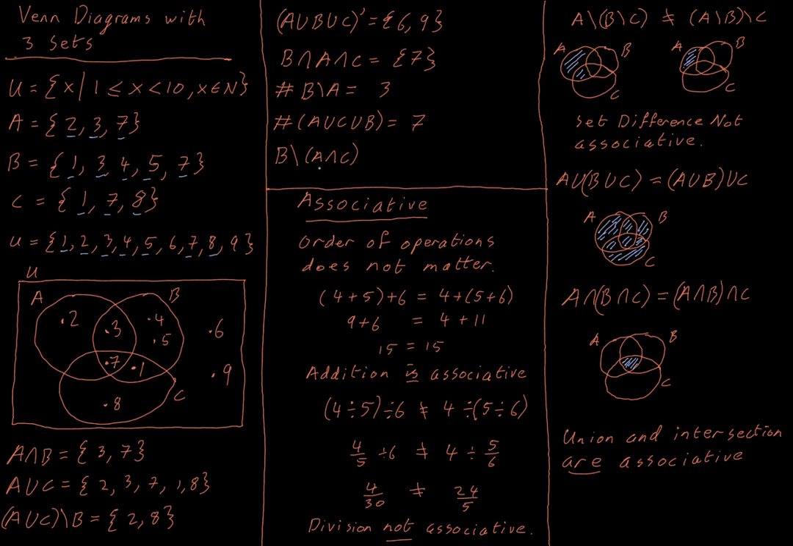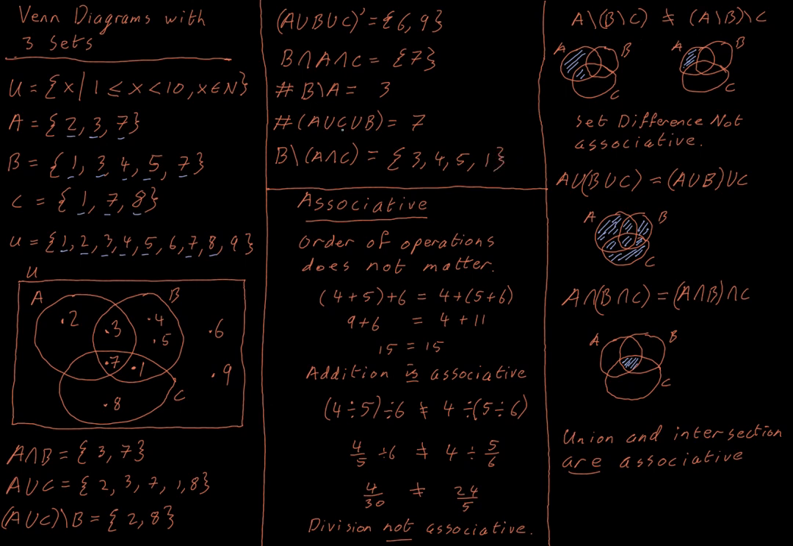And B not A intersection C. So B, but not A intersection C. Well, let's deal with the bit in brackets first. A intersection C is just going to be the element 7, so not including that bit, but everything in B but not that bit. So 3, 4, 5, and 1. And this is listing out the elements, so curly bracket, 3, 4, 5, and 1.